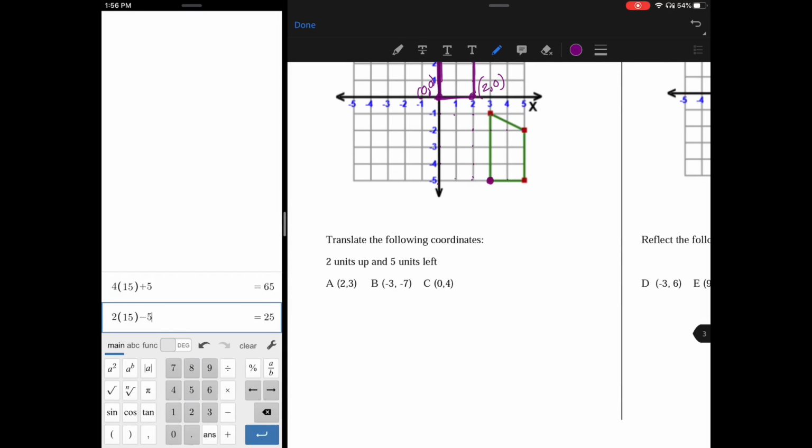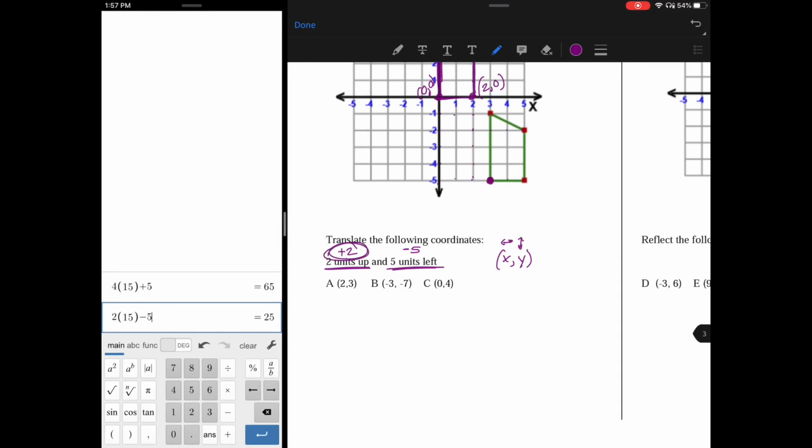And our next figure, it doesn't give us a coordinate plane in order to do the translation, but it's the same steps really. When we have 2 units up, that means we're adding 2, and 5 units to the left means we're subtracting 5. So remember, in your coordinates, it's x, y, where x is going side to side and y is going up and down.